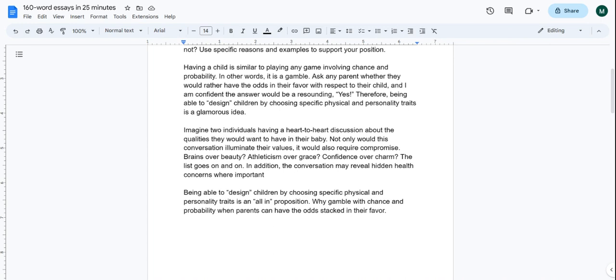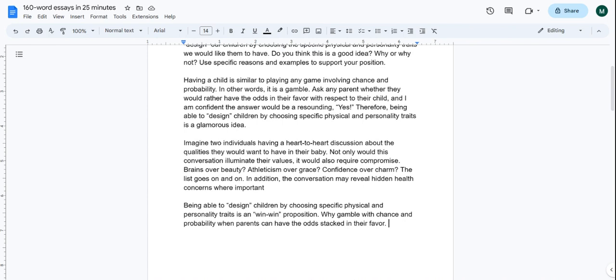Being able to design children by choosing specific physical and personality traits is a win win proposition. Why gamble with chance and probability when parents can have the odds stacked in their favor? Okay. 2 minutes and 25 seconds remaining, writers.